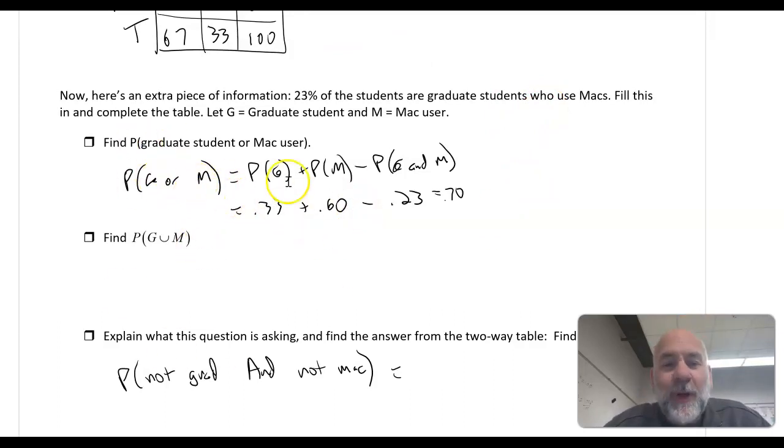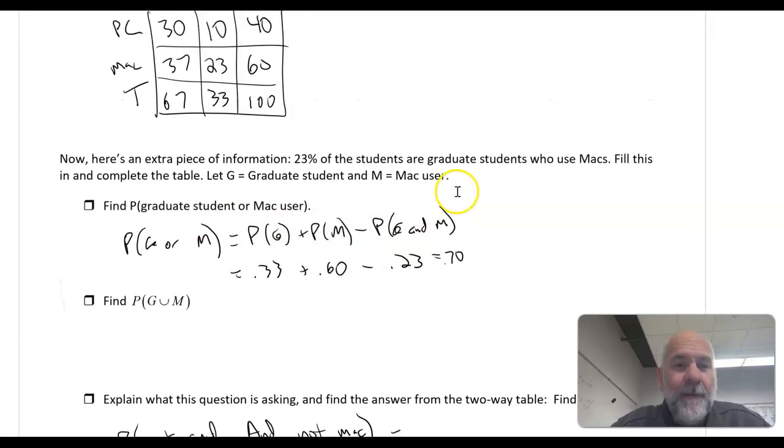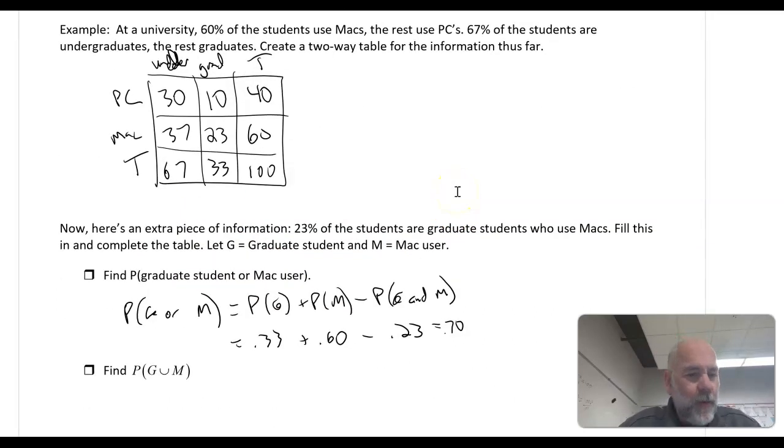So probability of graduate or Mac is probability of grad plus probability of Mac minus probability of both. Basically what you're doing is asking what's the total number of graduate students and Mac students without counting the same people twice. You could have actually said, oh, it's these people, these people, these people, and added those all up. That would be fine. But the other way to use the formula is this plus this minus both, because you wouldn't want to have counted those people twice.